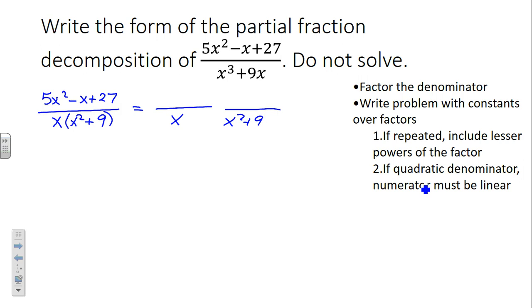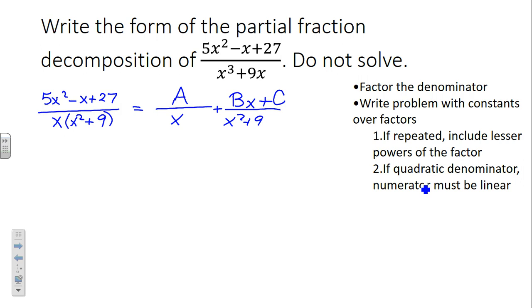Okay, so what goes over the x? An a, because that is linear, right? So we just put a constant on top. But now we have a quadratic here, so what do you think we're going to put on top of it? We want something linear, so bx plus c, yeah.